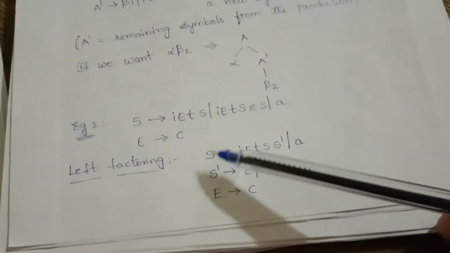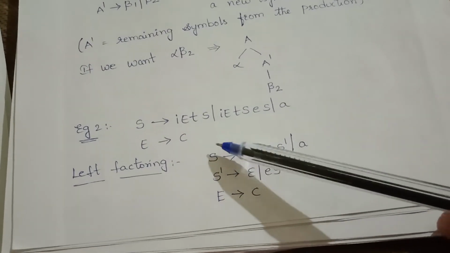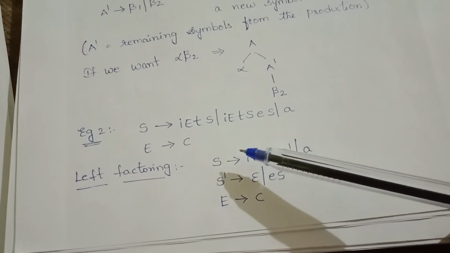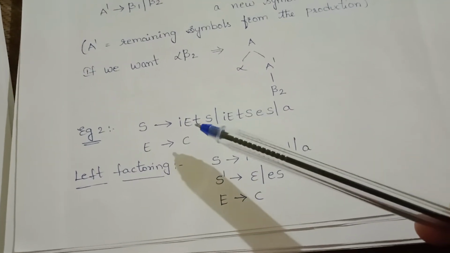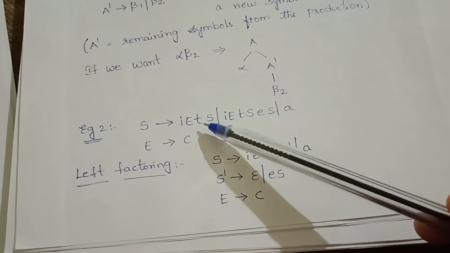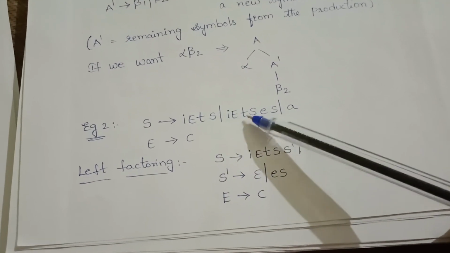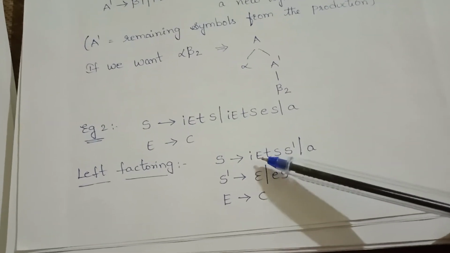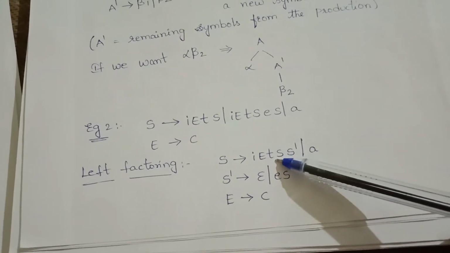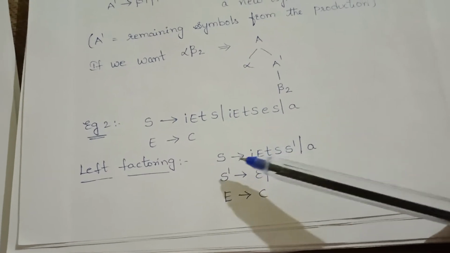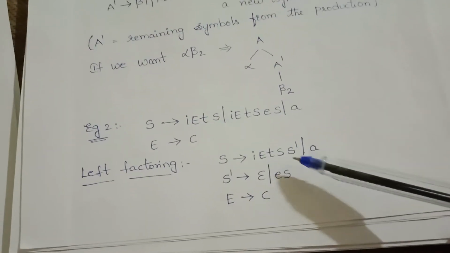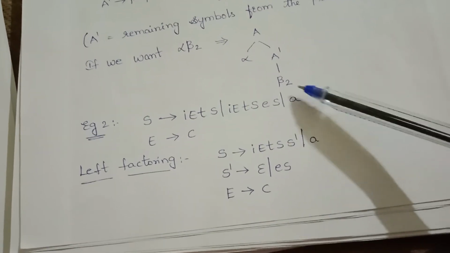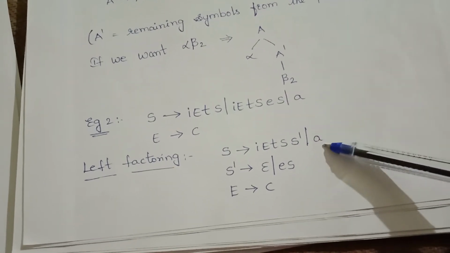After eliminating the left factoring, this grammar becomes S tends to. The first step is to write all the common symbols. What are the common symbols we have here? iEtS, and here also we have iEtS. So this is the common symbol. Write iEtS and then introduce a new symbol related to the starting symbol. Here the starting symbol is S, so I have introduced a new symbol S dash. And then we have here a, which I have written here.